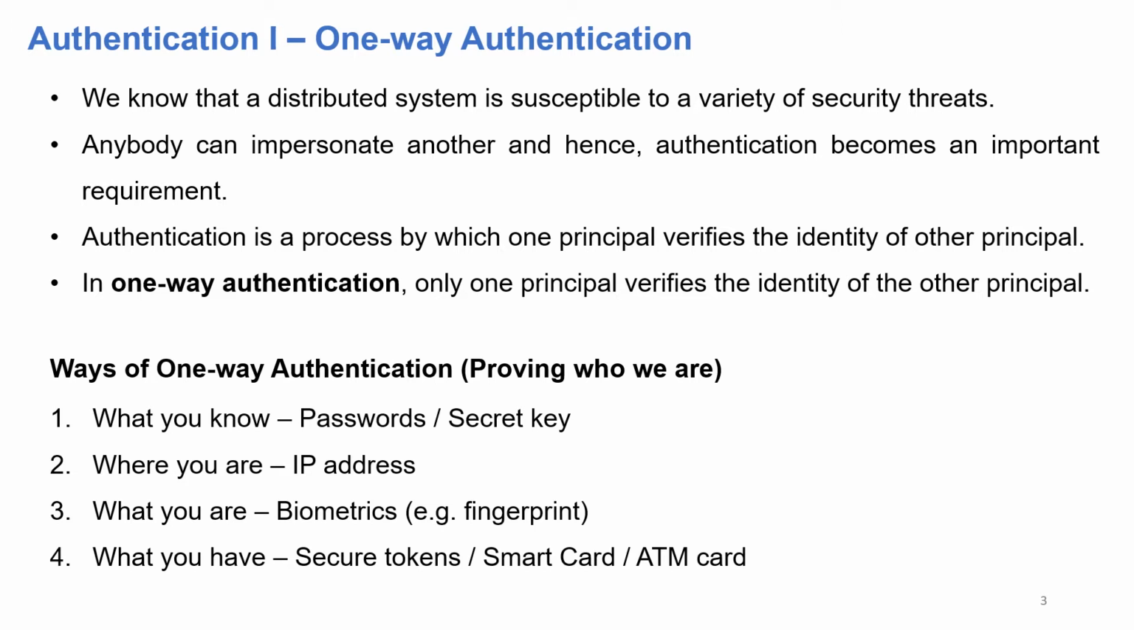So in one-way authentication, what happens? There is only one principal that is verifying the identity of the other principal. Now, what are the different ways of one-way authentication, or proving who we are? First is what you know. When it comes to what you know, we are basically talking about passwords and secret keys, etc., which are known only to that person or individual.